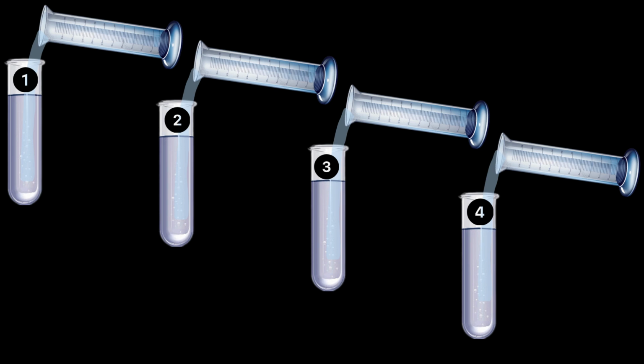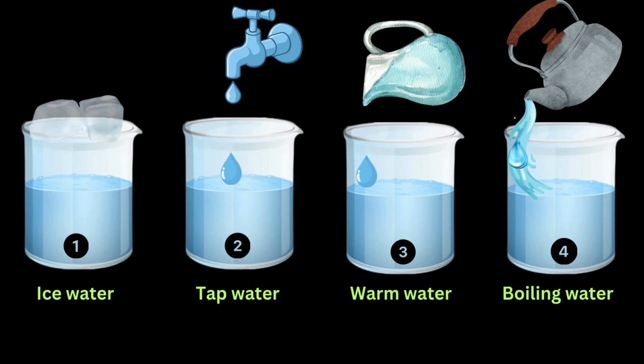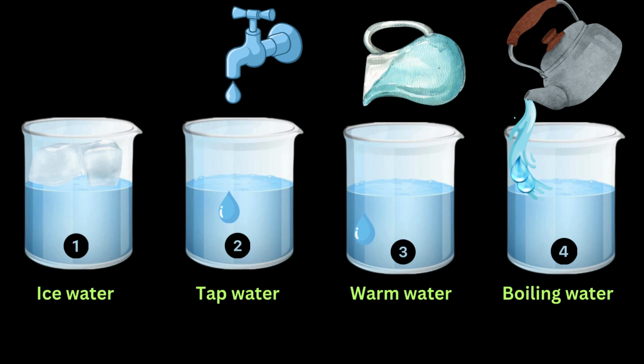They took 4 test tubes and measured out 10 milliliters of dilute hydrochloric acid in each tube. They numbered test tubes 1 to 4. They then took 4 200 milliliter beakers and numbered the beakers as well. In beaker 1, they put a few ice cubes. In beaker 2, they put tap water. In beaker 3, they put warm water. And in beaker 4, they poured in boiling water.